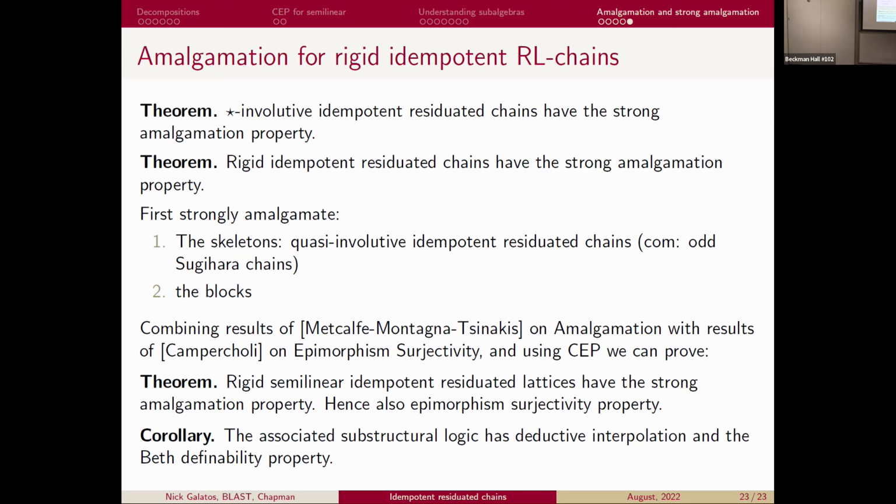The strong amalgamation property is the combination of the amalgamation property plus the epimorphism surjectivity property. The amalgamation property for the algebras gives you the interpolation property for the corresponding logic, and the epimorphism surjectivity for the variety gives you the Beth definability property for the corresponding substructural logic. So that's how we get the corresponding results for the logical systems.